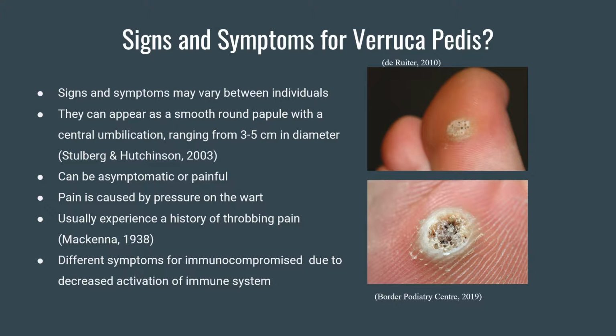Symptoms may differ for immunocompromised populations, including those with diseases such as diabetes and human immunodeficiency viruses, or HIV. This is due to the decreased activation of the immune system to fight the viral infection, resulting in a longer prognosis.